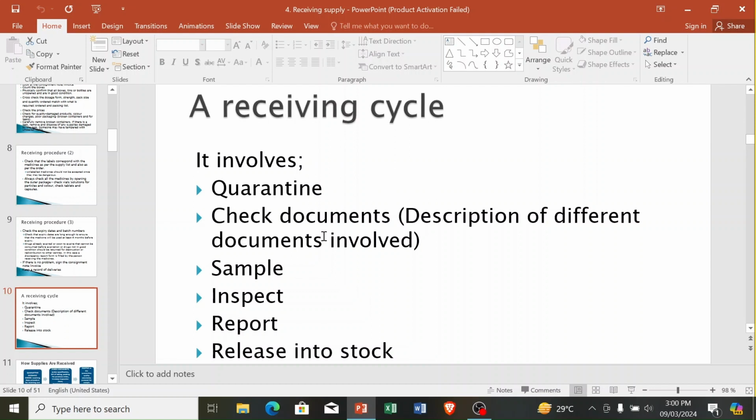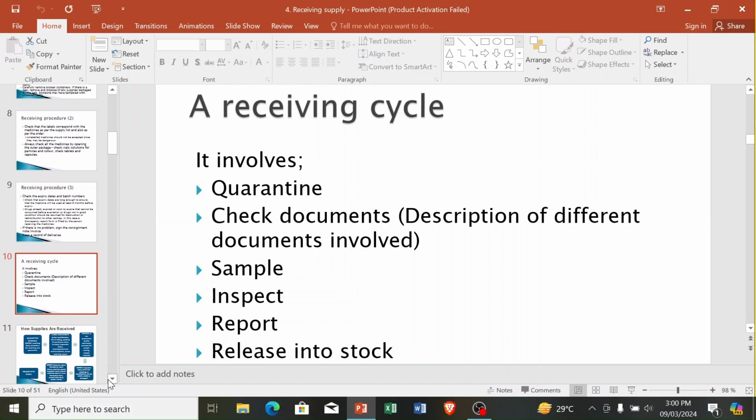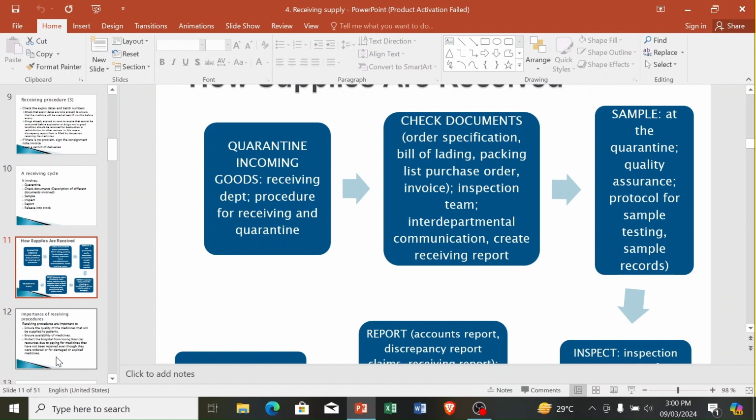How many people came to receive the medicine is a report. You are informing us of how many people were present, so that we are sure that the process was well performed. And then what procedures did you use to inspect? You also put it down as a report. And then after all that is done, you release your medicines into the store, a place where you keep your products. So this is how the cycle is.